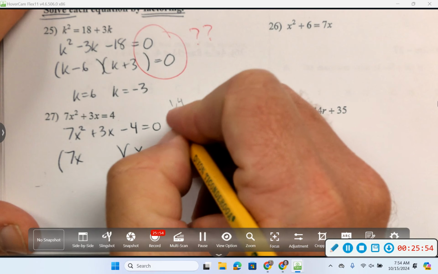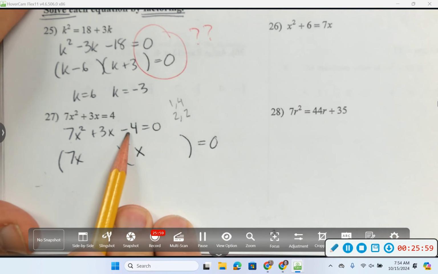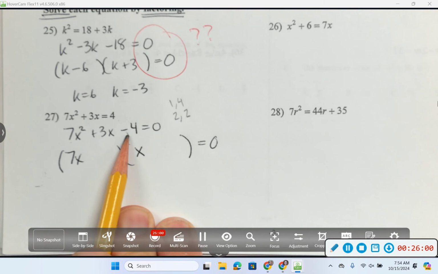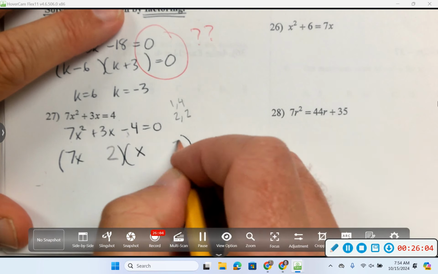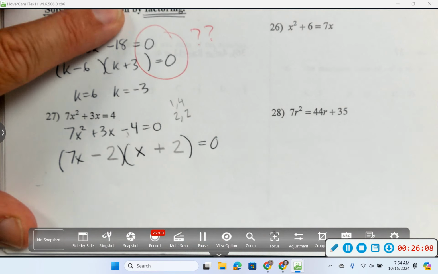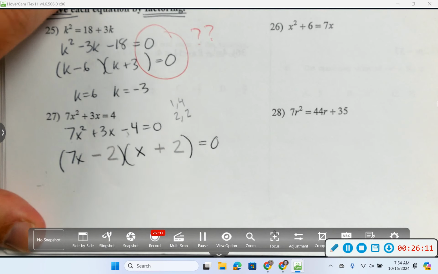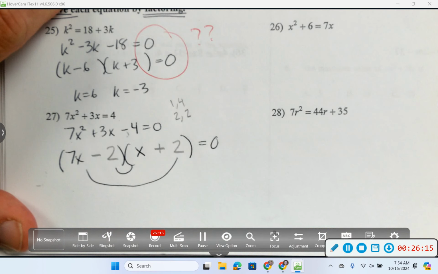And then I got 1 and 4 or 2 and 2. It definitely needs to be a minus sign in there somewhere. I don't know, I'm just guessing. So that would be a no, right? 14 minus 2 is not 3.